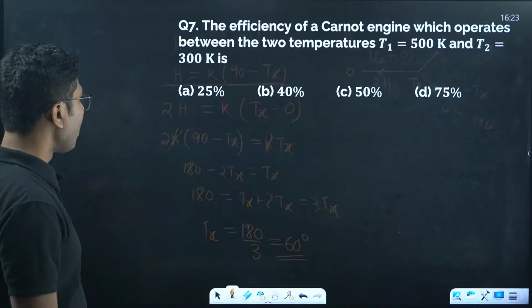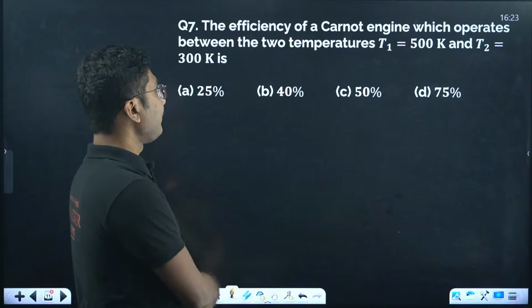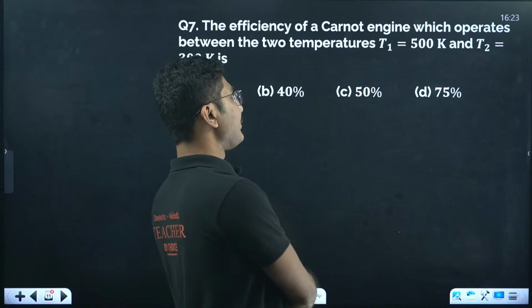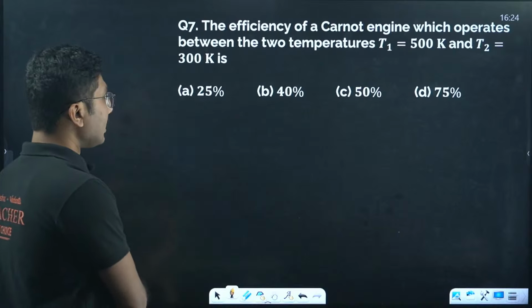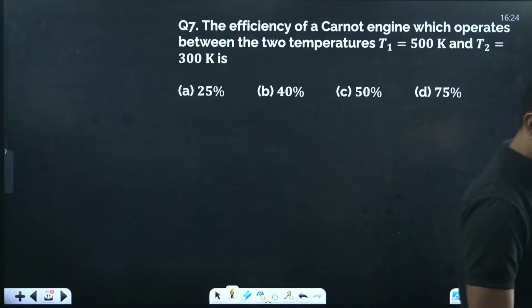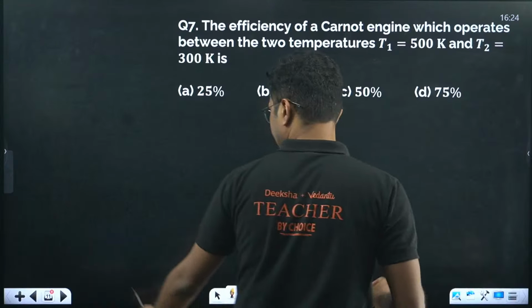Right, now let's move on. The efficiency of a Carnot engine which operates between the temperatures. Okay, let's check the answer for question number 6.